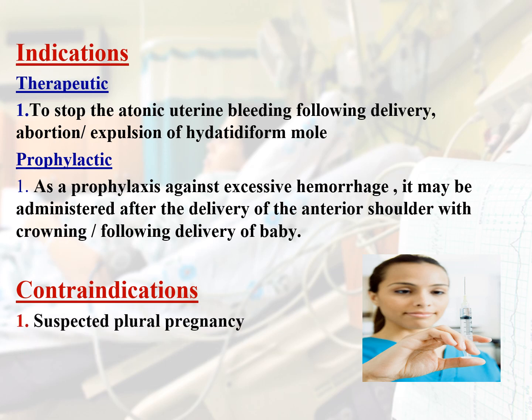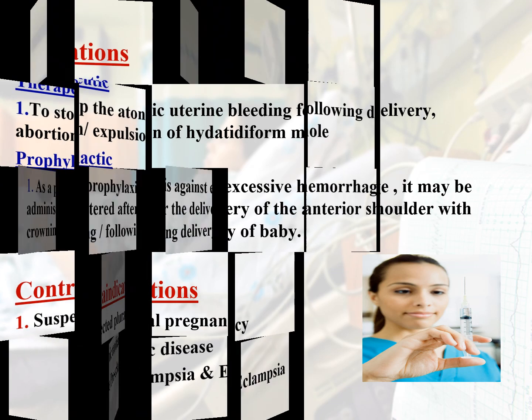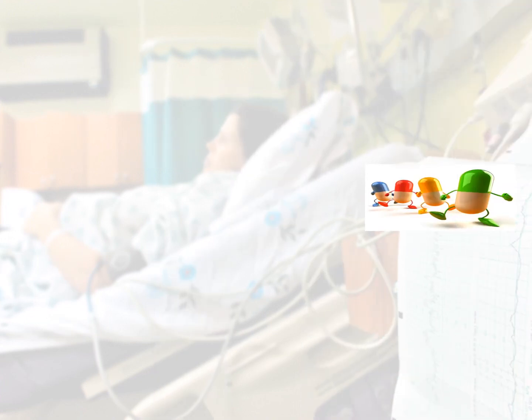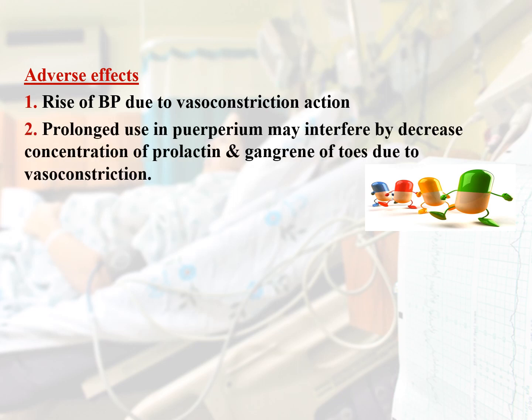The contraindications: suspected multiple pregnancy, organic cardiac diseases, severe preeclampsia and eclampsia. Adverse effects may lead to rise of BP due to vasoconstriction action. Prolonged use in puerperium may interfere by decreasing the concentration of prolactin, and gangrene of toes due to vasoconstriction.